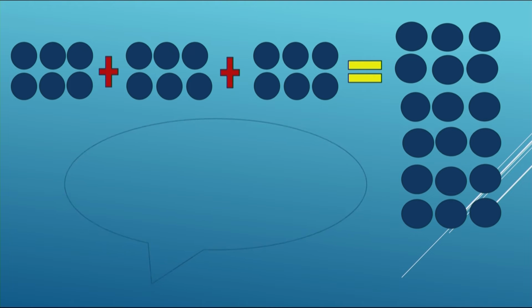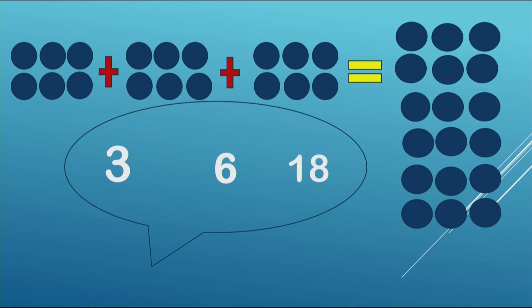Now let us look at this in more detail. 1, 2, 3, 4, 5, 6. 1, 2, 3, 4, 5, 6. 1, 2, 3, 4, 5, 6. And then here, now we insert the addition signs and we get the equal. So 6 plus 6 plus 6 equals 18.